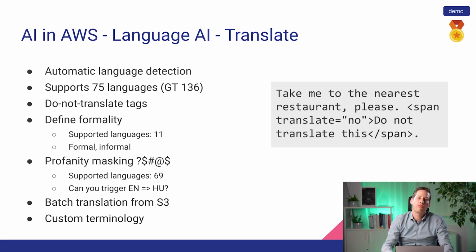Some languages are formality supported languages, in this case there are 11 languages, and here you can define whether you would like the translation to be formal or informal. Also, Translate comes with profanity masking capability, which means that profane words can be masked in your translation. Also, you are provided with batch translation or real-time translation that you can use, for example, in your web pages, and make use of the whole feature set as well.